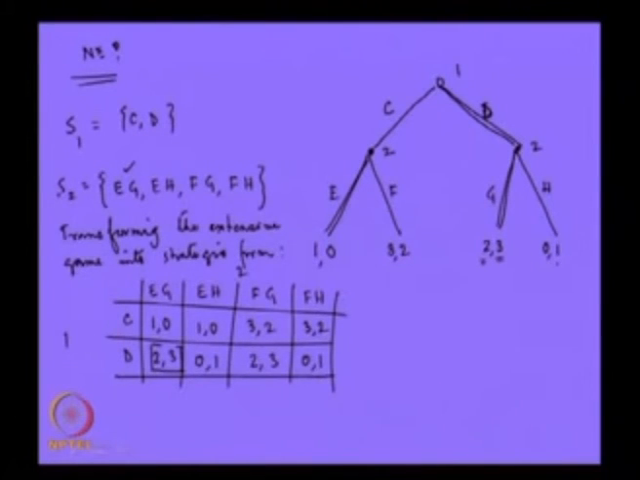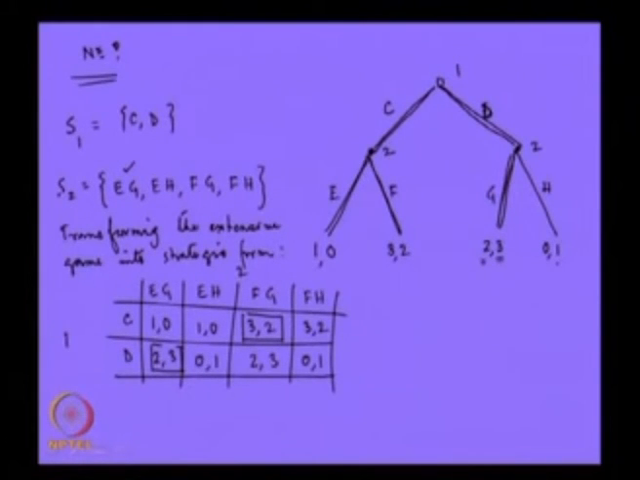Sorry, I have written it wrong. This is a Nash equilibrium, C F G. This is a Nash equilibrium because if player 1 deviates and plays D, he is going to get 2, which is less. If player 2 deviates, he is going to get 0, which is less than 2. So, that is a Nash equilibrium.